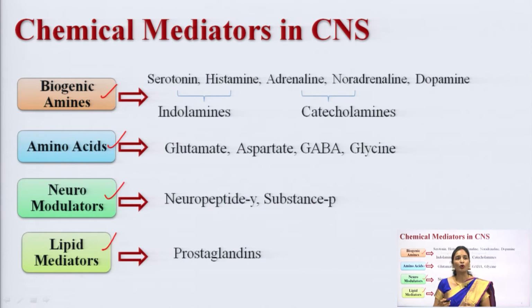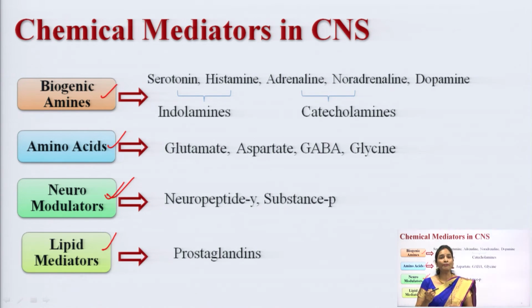If I am talking about the biogenic amines, what are they? Biogenic amines are serotonin, histamine, adrenaline, noradrenaline, dopamine; all of these fall under the biogenic amines. What are the amino acids? Aspartate, glutamate, GABA, glycine; all of these fall under amino acids. And what about the neuromodulators? Neuromodulators are neuropeptides, substance P; these fall under neuromodulators.